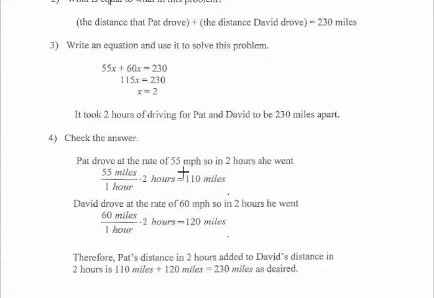They go into a step 4 here and they check it, and they basically just go back to the table and replace the X with a 2 and then compare all of the different numbers together. So this is the distance Pat drove and this is the distance David drove. One's going faster, so you would expect David to drive farther, and he did, 120 miles, Pat did 110. So that sort of checks out and makes sense. And then the two distances even add back together down here at the bottom of the page to give us the 230 back.